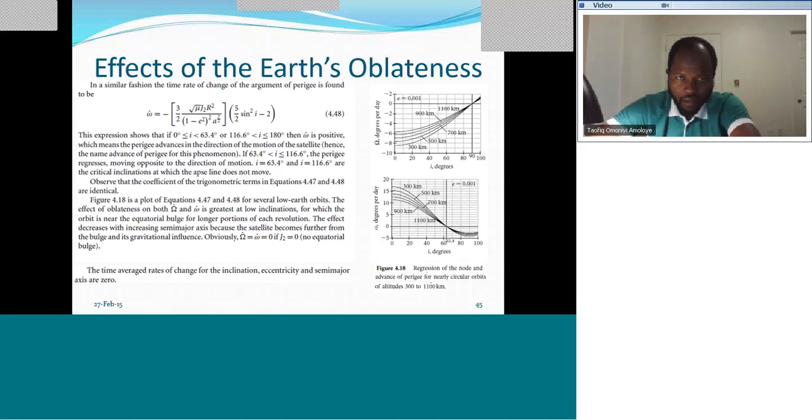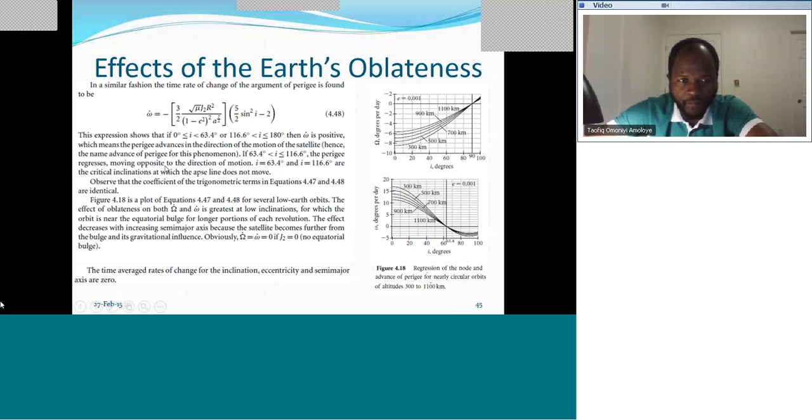And when the inclination is greater than 63.4 degrees but less than or equal to 116.6 degrees, the perigee regresses, moving opposite to the direction of motion of the satellite. Or when i equals 63.4 degrees or 116.6 degrees, the apsidal line does not move at all.